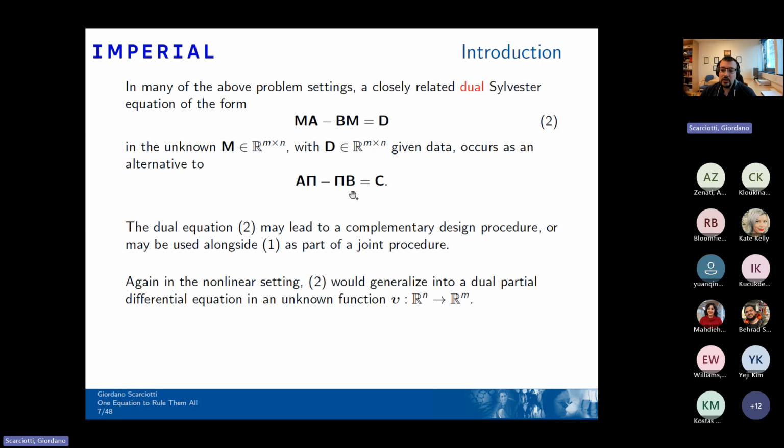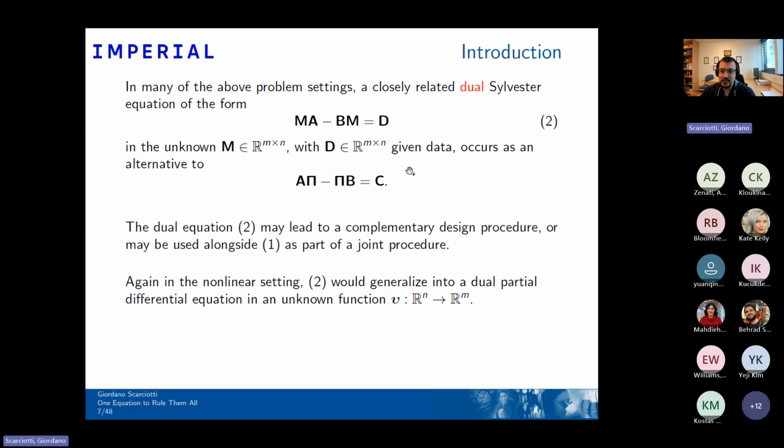Now, before moving on, I want to mention that in the literature there are two Sylvester equations that appear. One, which is the top one, is what we call the dual Sylvester equation. And then we have the standard one that I already introduced before, A pi minus pi B equal to C, which is what we can call the primal Sylvester equation. Now, you can clearly see that algebraically they are the same equation. One is the transpose of the other.